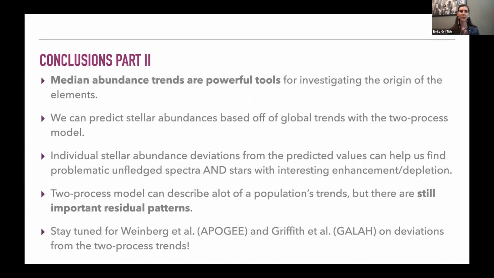So I will end with the conclusions from the first part and the second part of this talk. The main one is that the median abundance trends are really powerful tools to help us understand the origin of the elements and the enrichment history of our galaxy.